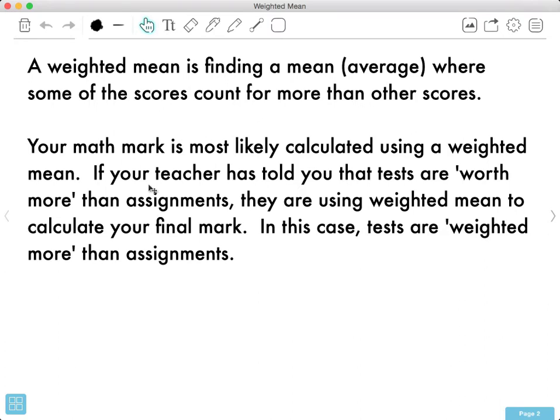So looking at that, your math mark is most likely calculated using a weighted mean. If your teacher said to you tests are worth more than assignments, they're weighting the tests heavier than the assignments when calculating your final mark. That means if you have a test of 0% and one assignment at 100%, your mark isn't 50%, halfway between them. It would be closer to 0. Same thing the other way around. If you had a test at 100 and an assignment at 0, your final mark wouldn't be 50%, it would be higher than 50% because your test is worth more than the assignment. And since you got the 100, it's going to be worth more, weighted more.